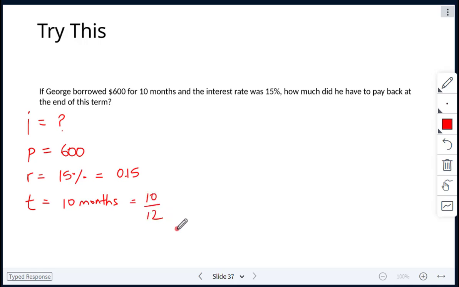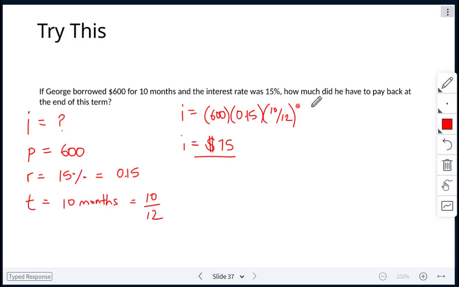What we're going to do is calculate the interest first, and then we will add it on to his original amount that he borrowed to give us the total. We've got all the information that we need from this question. So interest is 600 multiplied by 0.15, multiplied by 10 out of 12. When you multiply all of that, you should get $75. That's the interest that he has to pay.